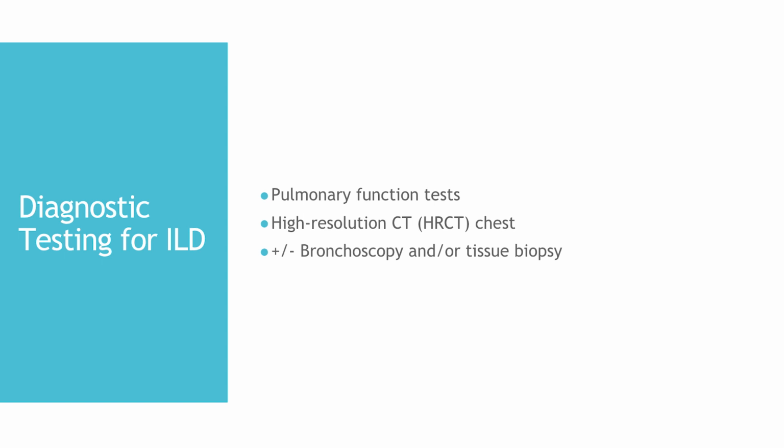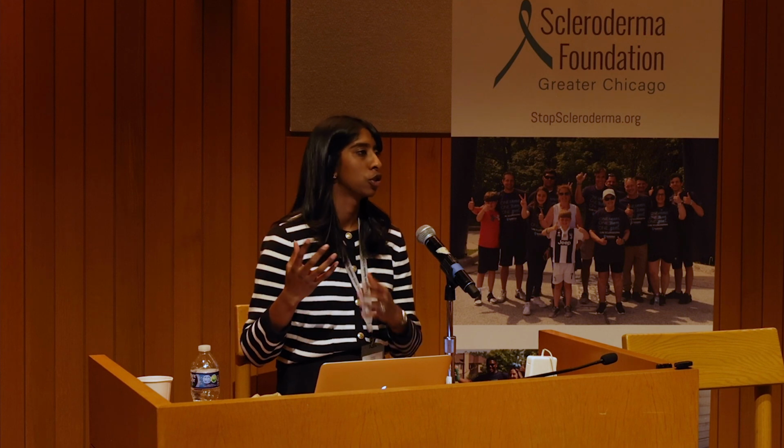And I'll talk a little bit about this too. But that's a plus minus on whether or not you need that. For the most part, if you have a history of scleroderma and you've got fibrosis on your lungs, there's a good chance that the flavor of ILD you have is going to be scleroderma-associated ILD. And so typically we don't have to pursue these more invasive testing routes.